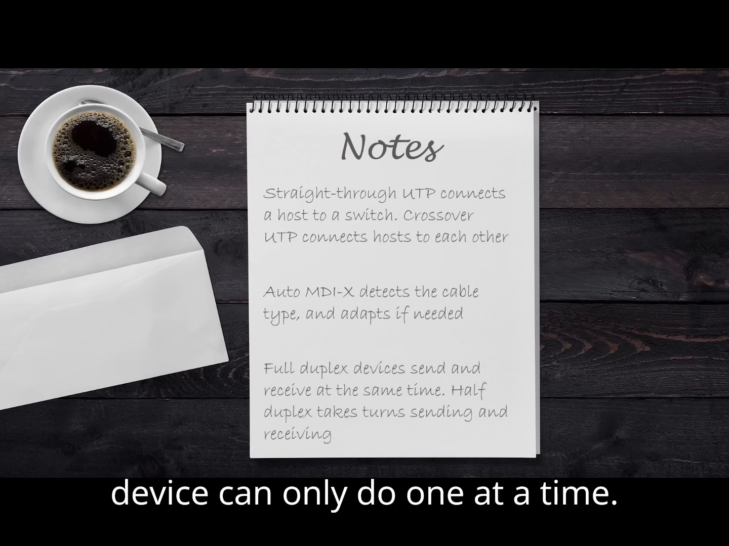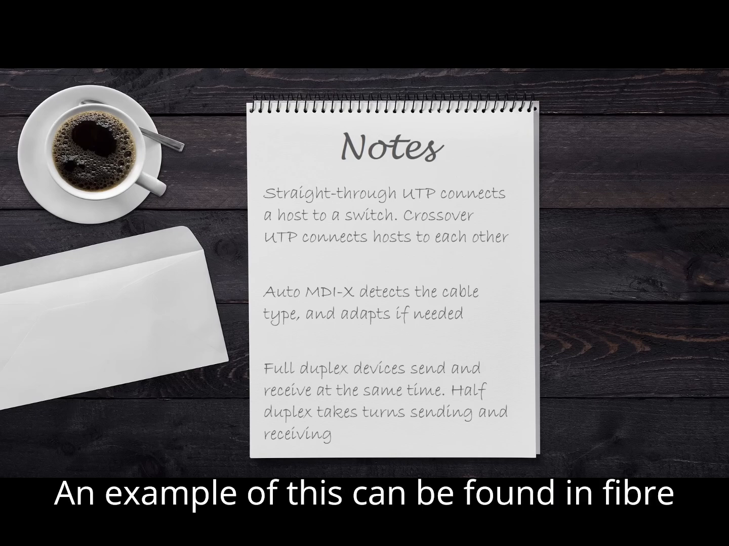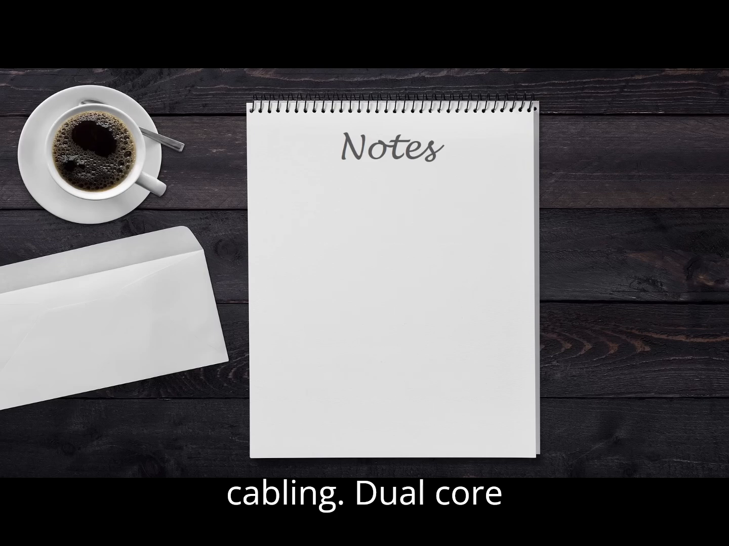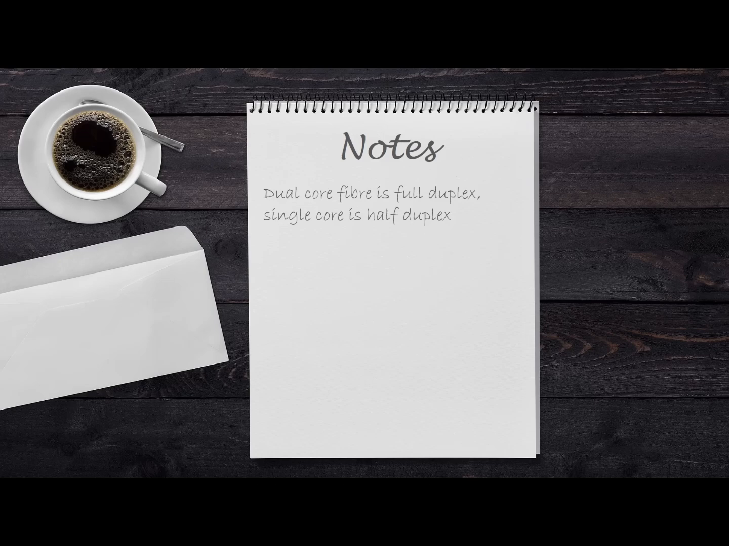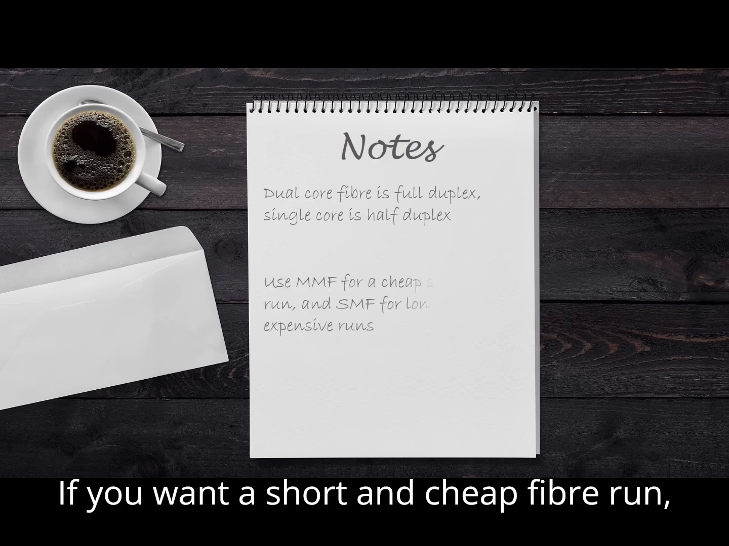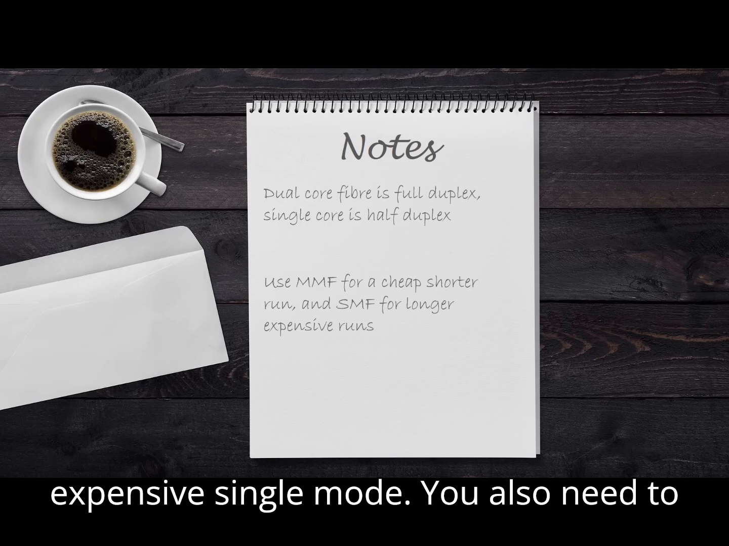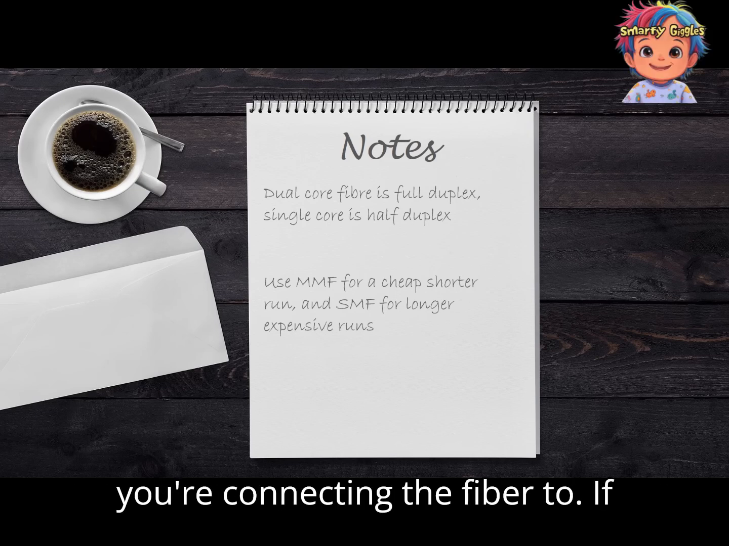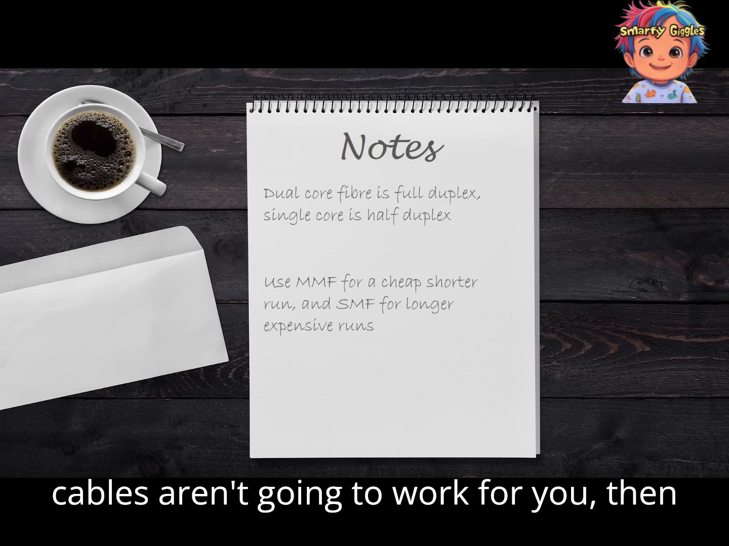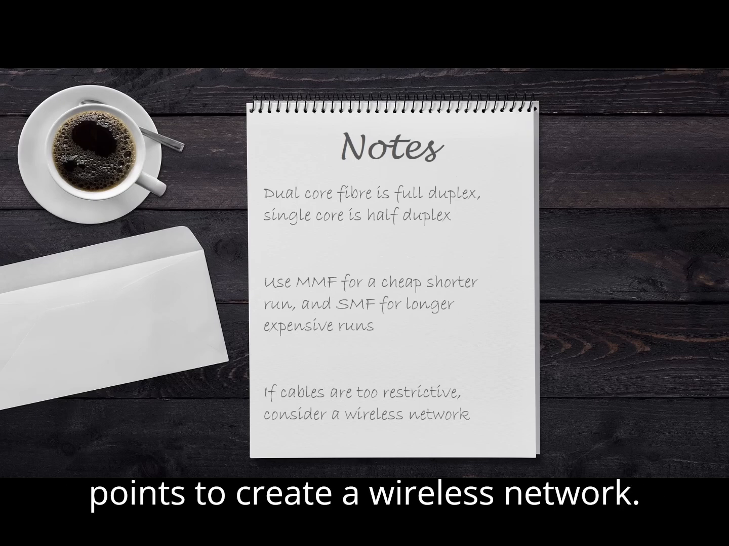A full duplex device can send and receive at the same time. A half duplex device can only do one at a time. An example of this can be found in fiber cabling. Dual-core fiber is full duplex. Single-core is half duplex. If you want a short and cheap fiber run, you can use multi-mode fiber. If it has to be longer, you need the more expensive single mode. You also need to use the right transceiver in the device you're connecting the fiber to. If cables aren't going to work for you, then you can consider using wireless access points to create a wireless network.